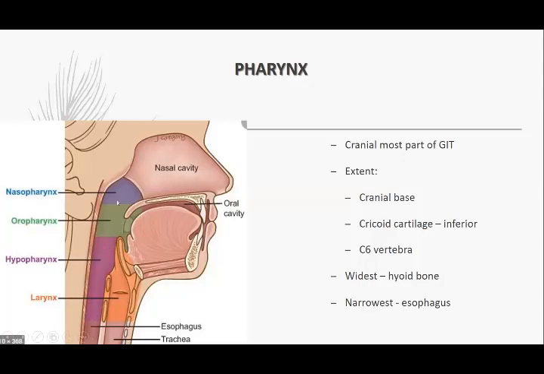So this colored part in three colors, all this up to here is the pharynx, starting from the base of the skull down to the lower border of cricoid cartilage, and then this pharynx continues inferiorly as the esophagus. This is anterior to the pharynx. This is the larynx. So pharynx is the posterior structure, a muscular tube for the passage of food.